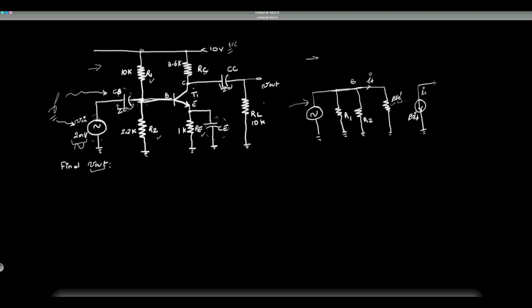Now, what else is in parallel to it? Well, RC will be in parallel to that. So we'll have RC. What else? Well, think about this. This is also a short. So from here to ground, RL is in parallel with RC. And that would be RL.